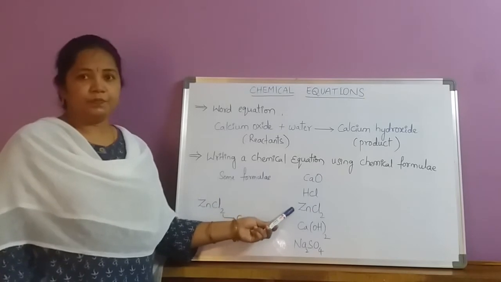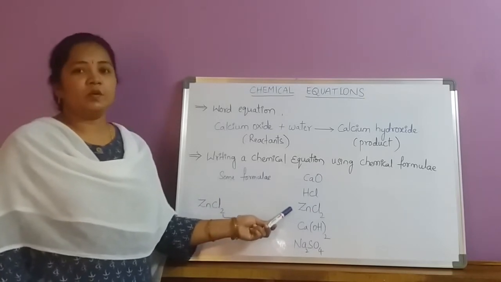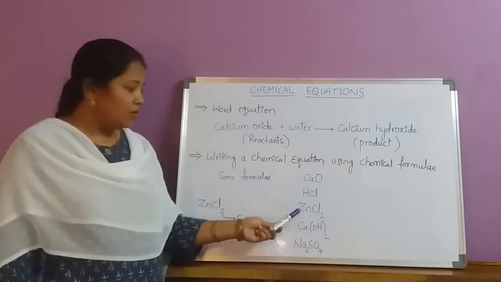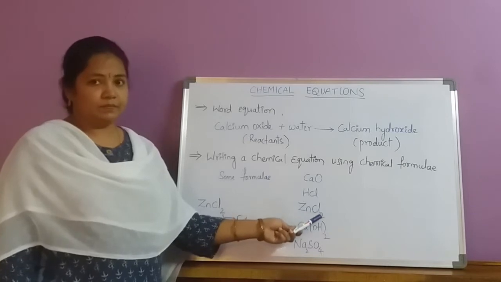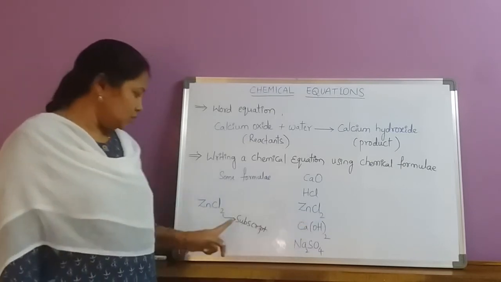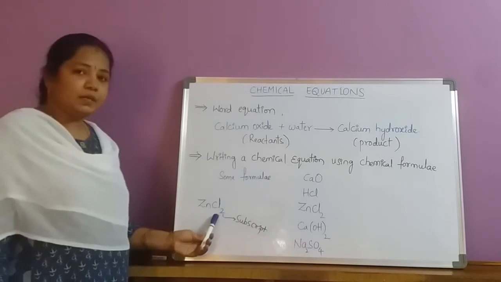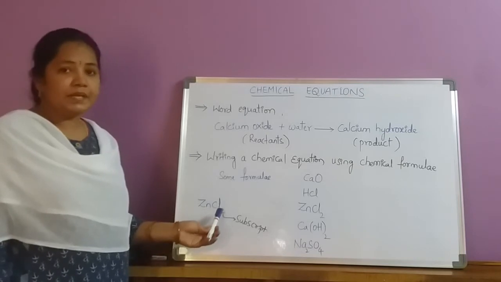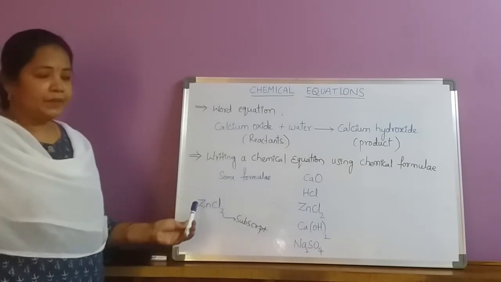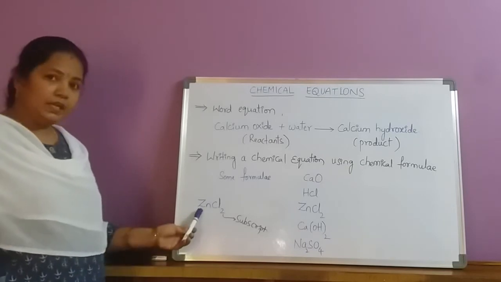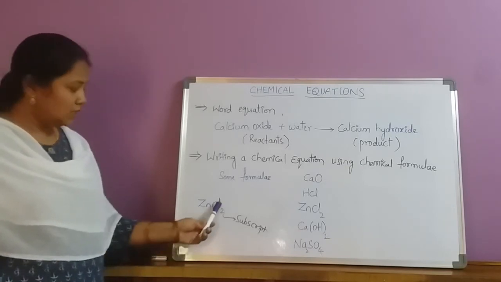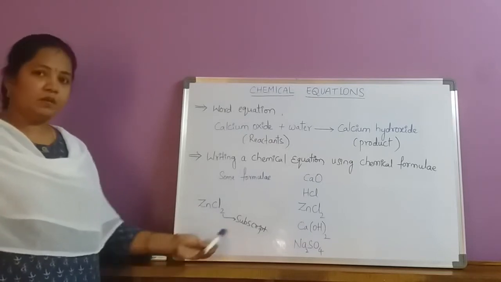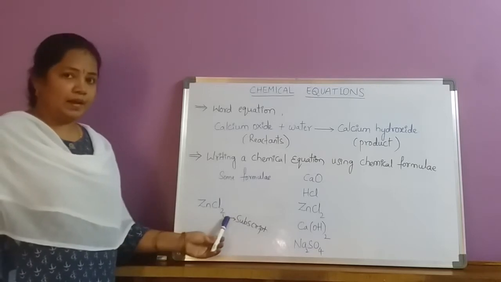Similarly, ZnCl2 is the molecular formula of zinc chloride. It represents that one molecule of zinc chloride contains one zinc atom and two chlorine atoms, because here 2 is there. This 2 indicates the number of chlorine atoms. This 2 is called a subscript. The subscript 2 indicates the number of that particular atom present in one molecule of that substance. In zinc chloride, as there is no subscript for zinc, we can say one zinc atom. There is a subscript for chlorine, so we can say two chlorine atoms. On the whole, a molecule of zinc chloride contains one zinc atom and two chlorine atoms.